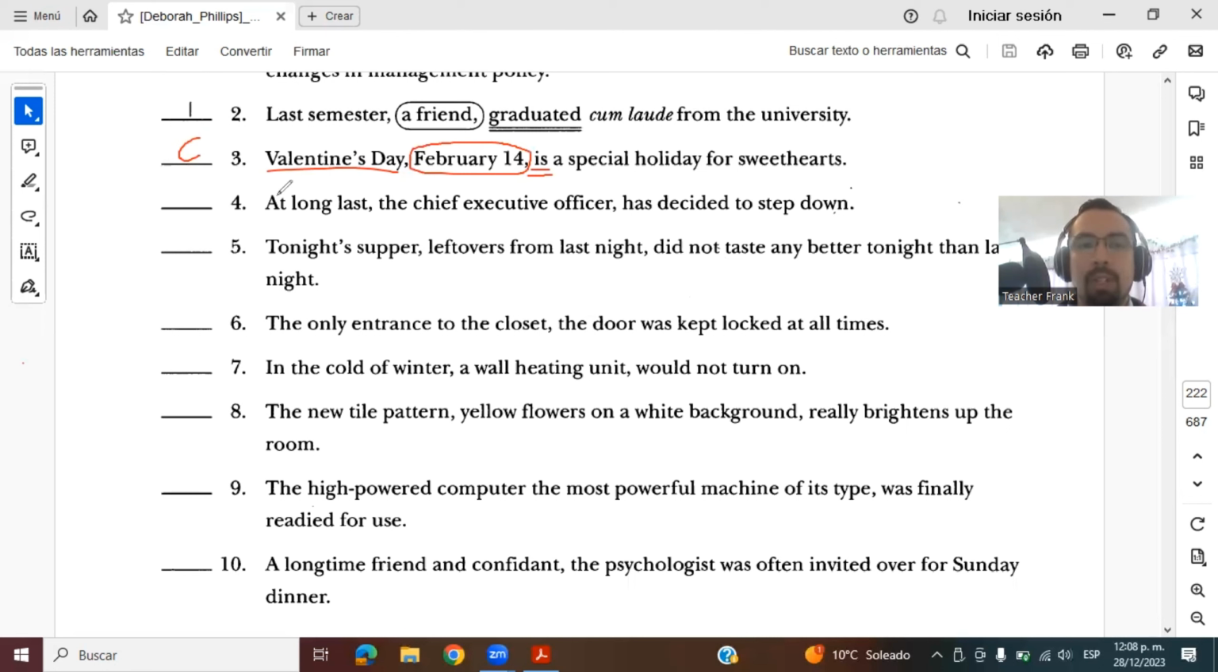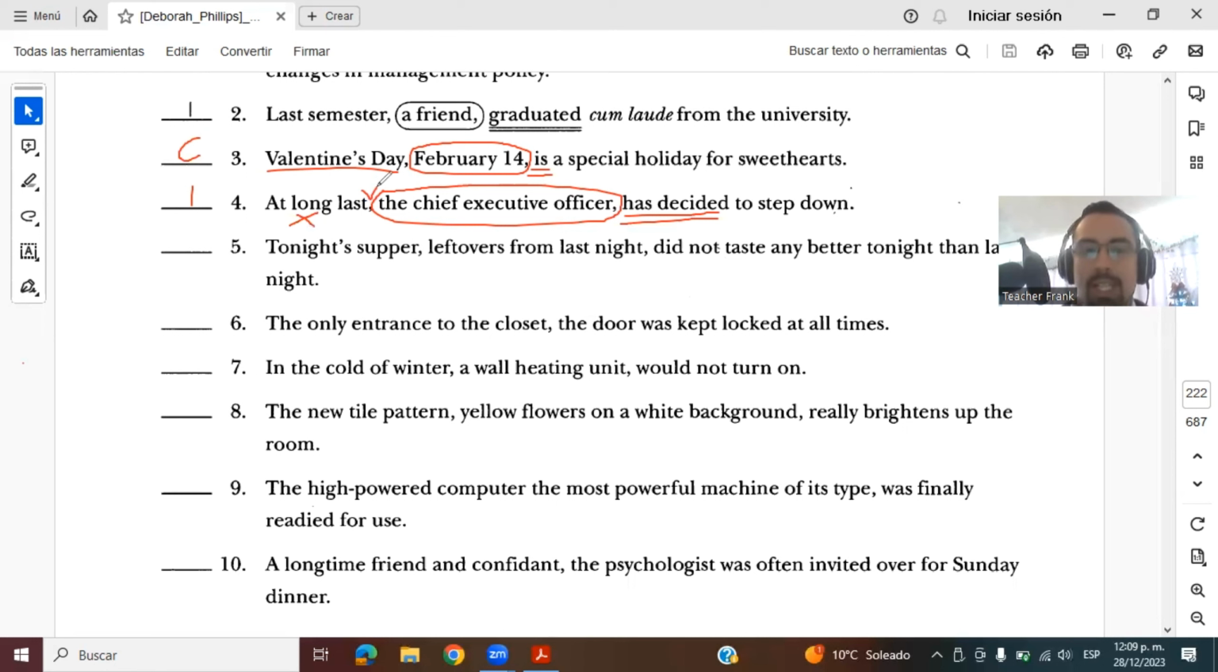Okay, now number 4 says, "At long last, the chief executive officer has decided to step down." Has decided to step down is my verb structure. The chief executive officer is my appositive phrase, but at long last is not the same as the chief executive officer, so it is incorrect because, just like number 2, I am missing a subject. Yes, it could be Mr. Smith has decided to step down, but we need a subject, right?